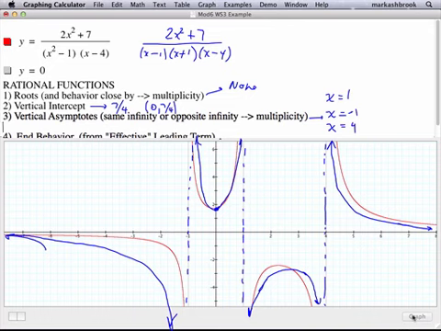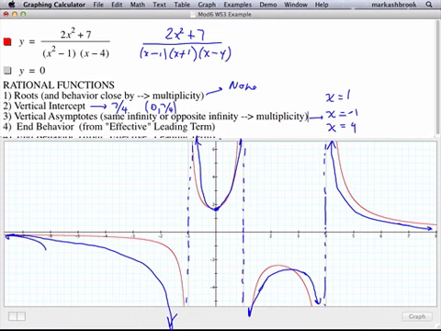I'm not sure. We figured it out. It's the effective leading term. Do you see the end behavior on the graph? Right here. The end behavior is about the ends of the graph, the right end and the left end. The right end is when x goes to positive infinity, so that's over here. The left end is when x goes to negative infinity, so that's over here.